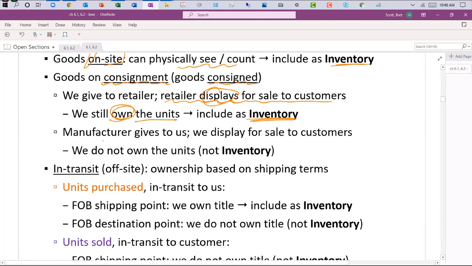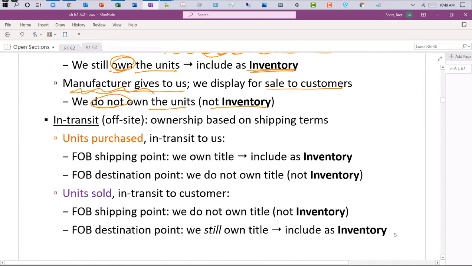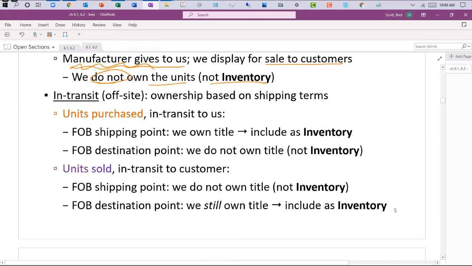It's also possible that a manufacturer gives us inventory. We display it for sale to customers. We do not own that inventory. So if we're holding goods on consignment, that's not our inventory. That's the manufacturer's, who owns the title to that inventory. Those goods are on consignment at our place in that case.